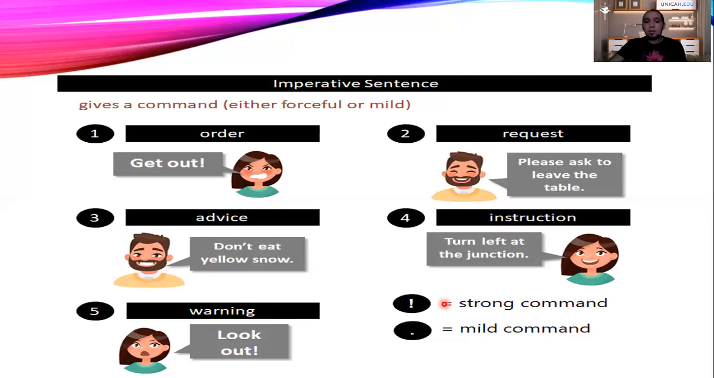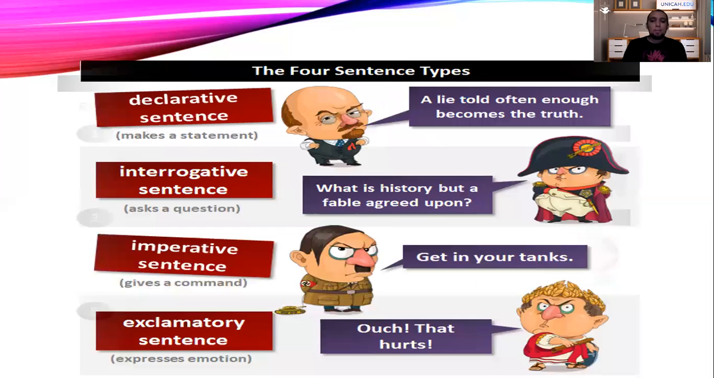Okay, the case is when we have to use exclamation marks when the command is strong, or just a period when the command is mild. Mild means it's not that strong. Then we have other types of sentences. You can read them at home. I'm not going to read them for you, so you can review these kinds of sentences: declaratives, interrogatives, imperatives, and exclamatory sentences.